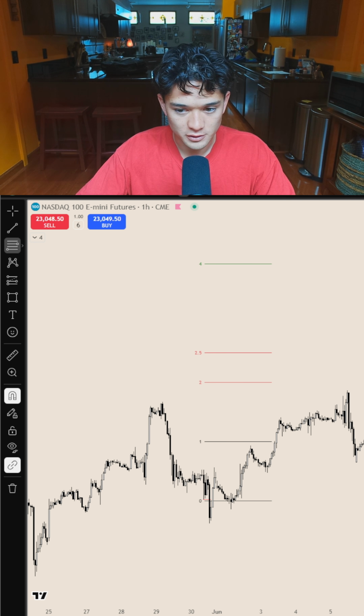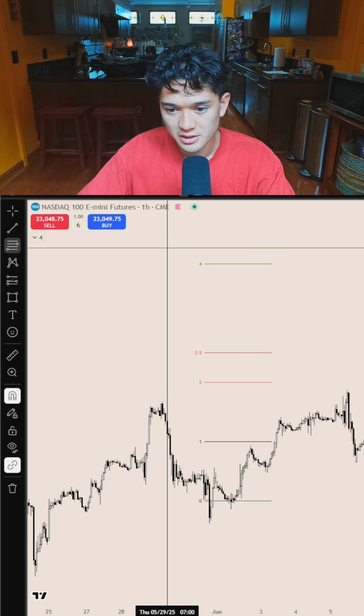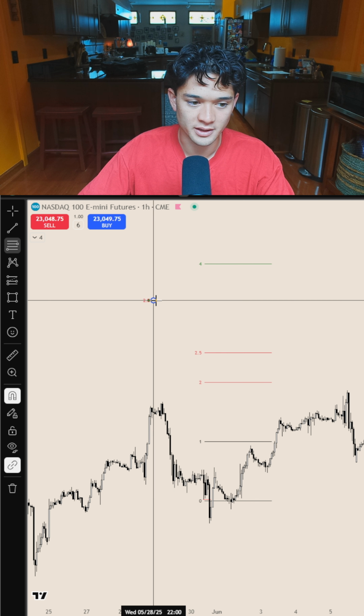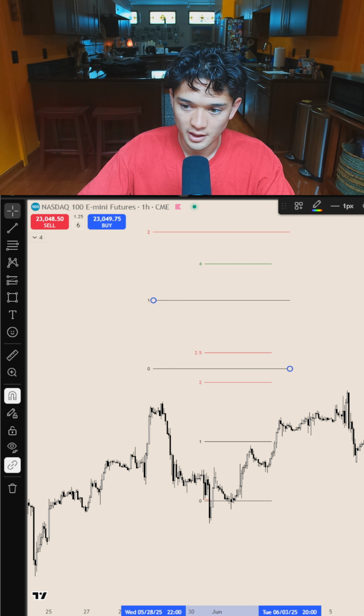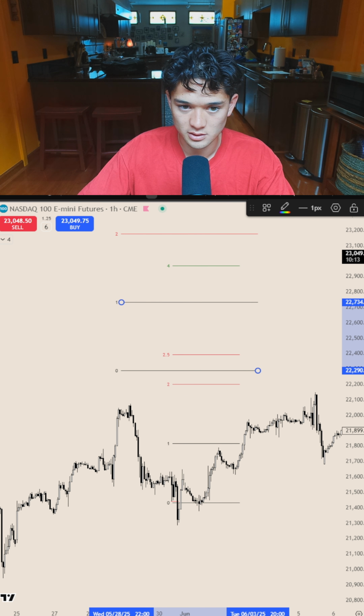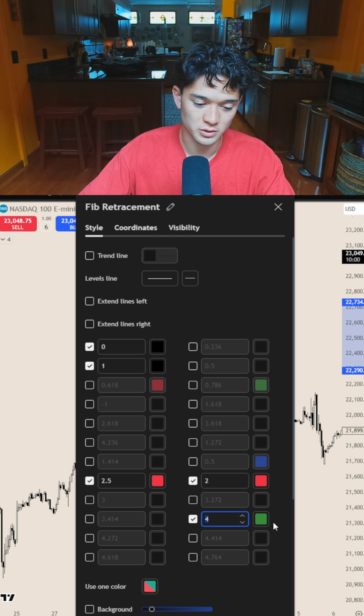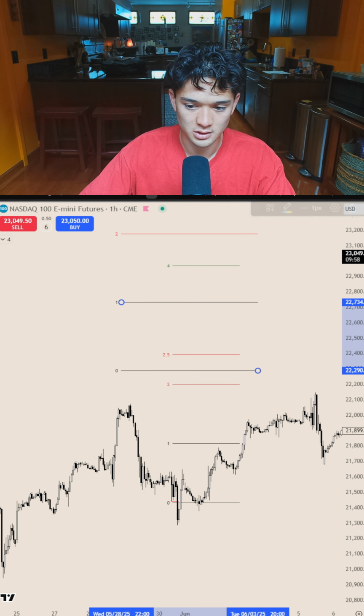So first of all, you want to go to the equilibrium setting, these little four lines. You'll see it on your chart. It should be there right away, but press on that and then put it on your chart. And then you want to go to this little settings icon. And I have 0 and 1 marked in black. And then I have 2 and 2.5 marked in red. And then I have 4 standard deviations marked in green.